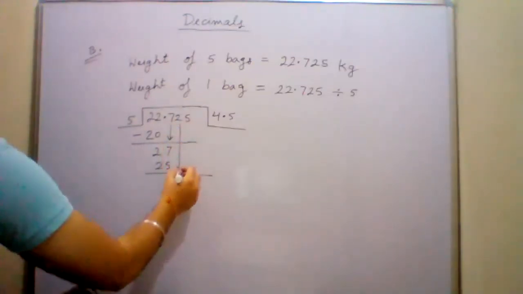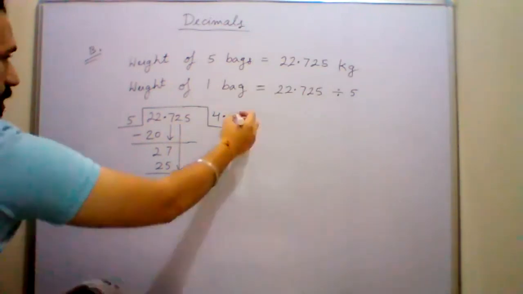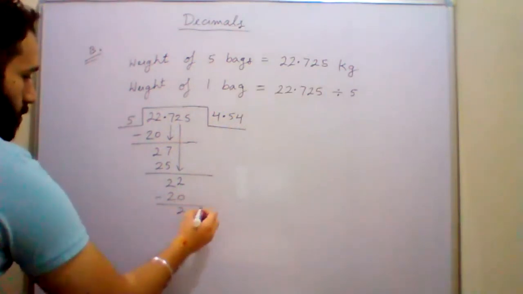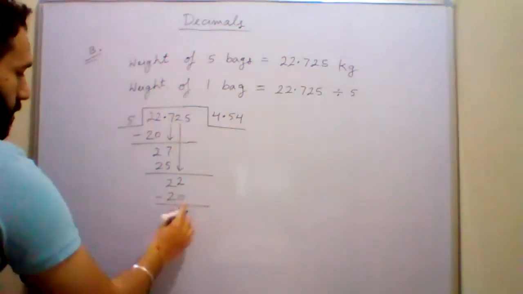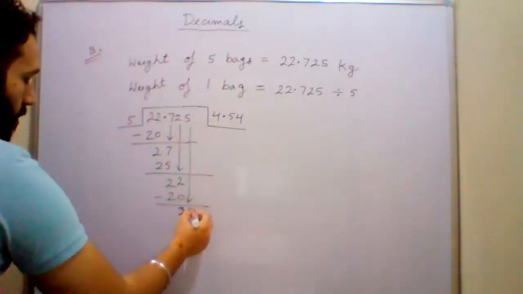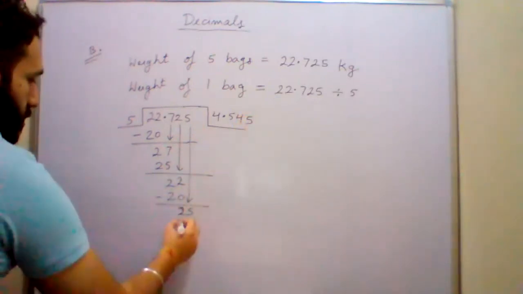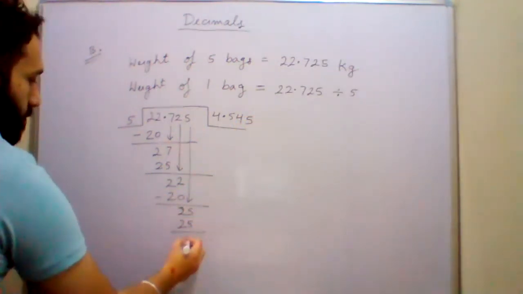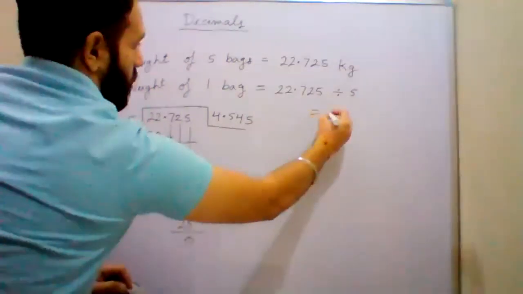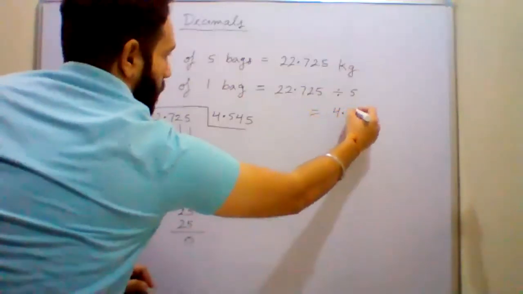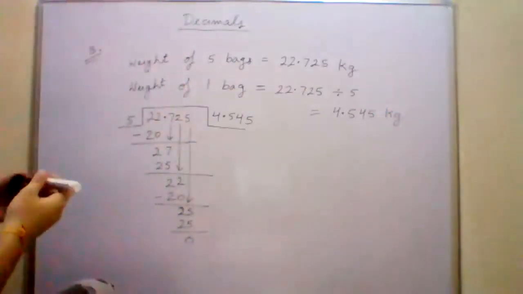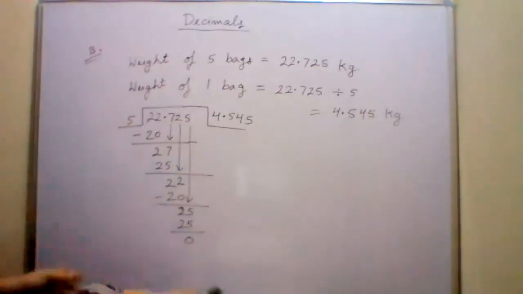Now the next digit, 22 again. Again 4, 20. Difference is 2. The last digit is left, 5. Copy the 5. So the answer is 4.545. Remainder is 0. So your answer is 4.545 kg. This is the weight of one bag. Take a screenshot, all of you, quickly.